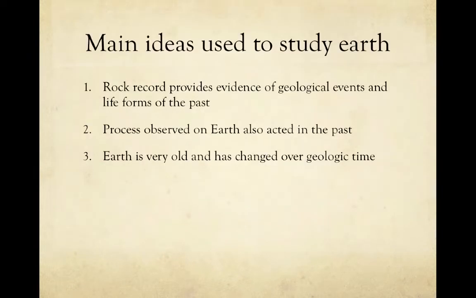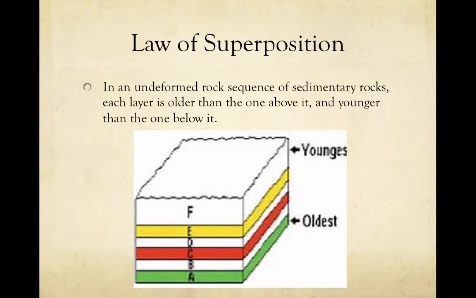Just a recap of the last couple of times. In our first lesson, we learned about the three main ideas used to study Earth. The rock record is providing evidence of geologic events and life forms of the past. That's primarily what we're studying right now. Processes observed on Earth also acted in the past, and Earth is very old and has changed over geologic time. We also talked about our three laws that govern rock and determining the relative age of rocks, so older and younger. Our first was superposition, where the oldest are on the bottom and the youngest are on the top.